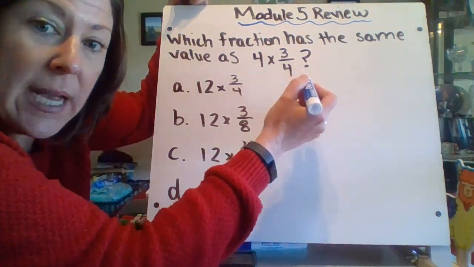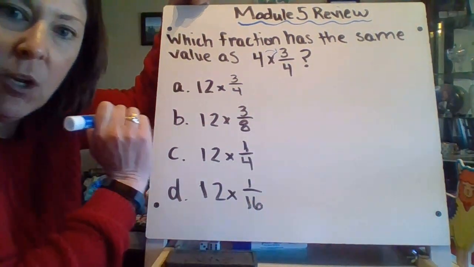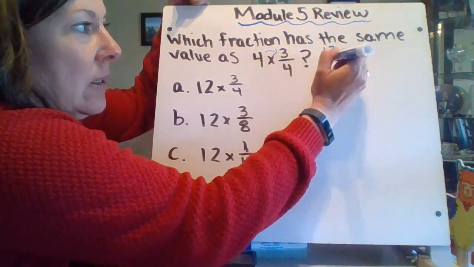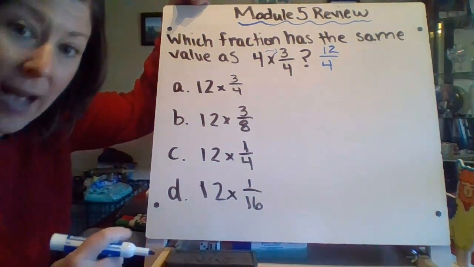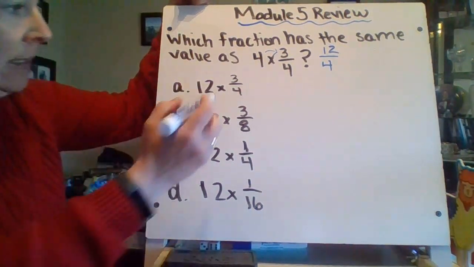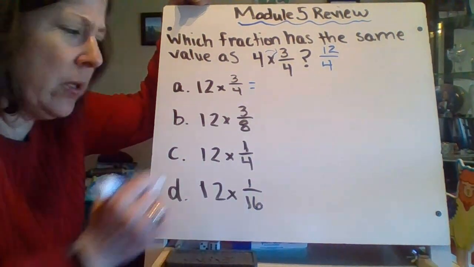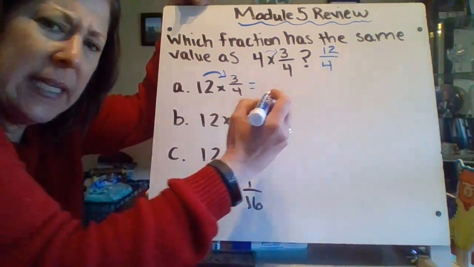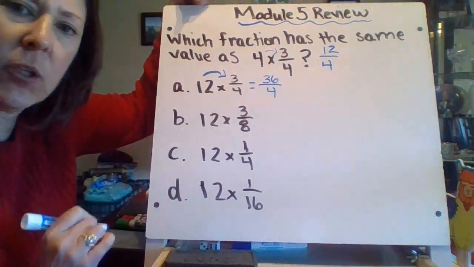First of all, 4 times 3/4. 4 times 3/4 is 12/4. My unit, I have fourths. I have 4 groups of 3/4. 12 times 3/4. Well, 12 times 3 is 36/4.